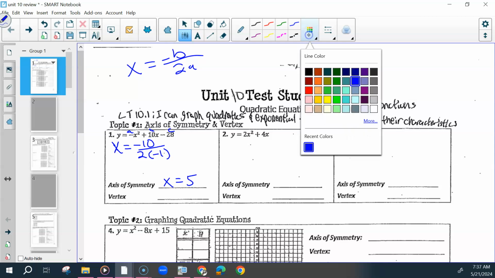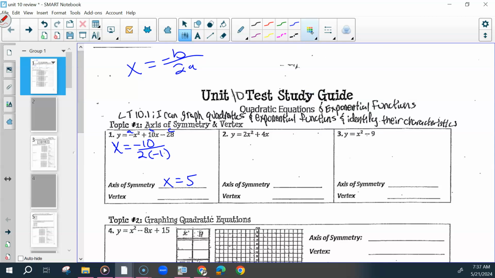And then for the vertex, to find the y value, we're going to take that x and put it in for all of your x's in the equation. And after you show that setup, you can do it by hand or in the calculator, it doesn't matter.